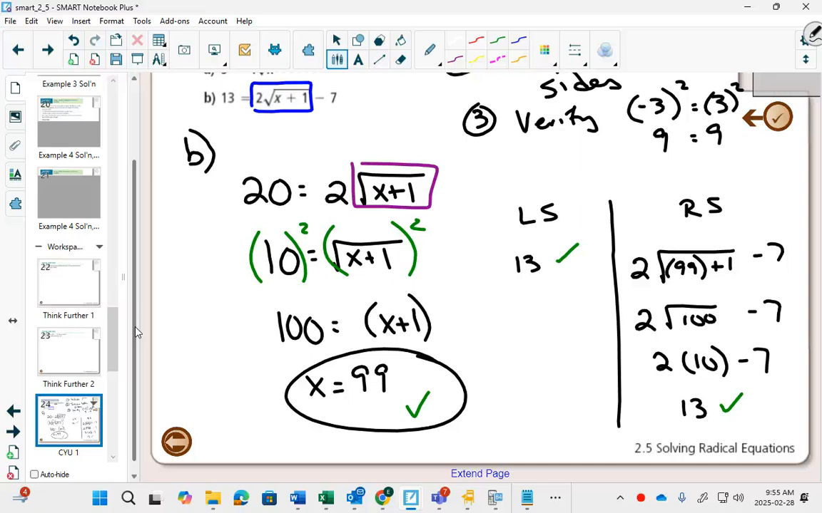All right, circle questions 4, 5, and 6.